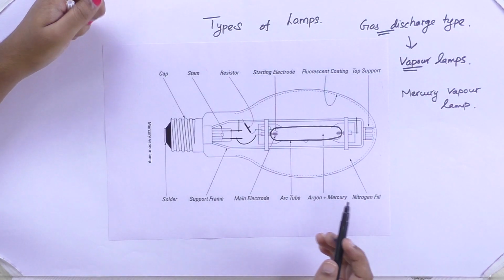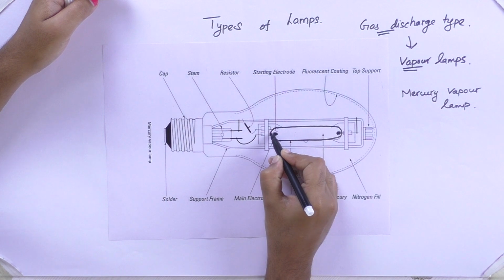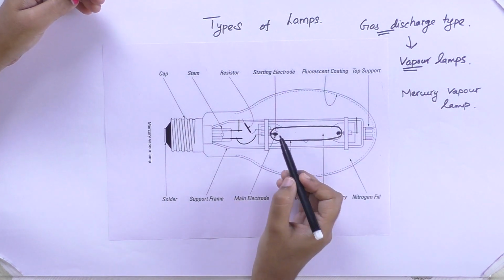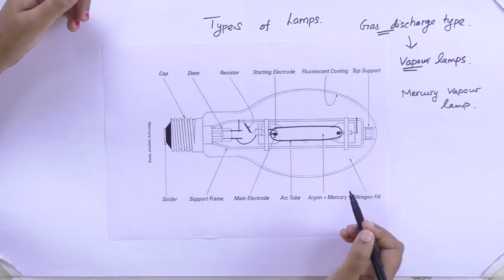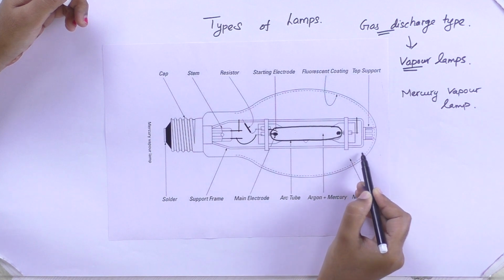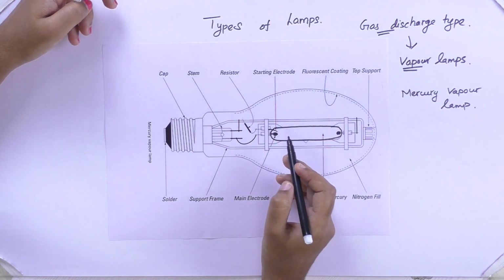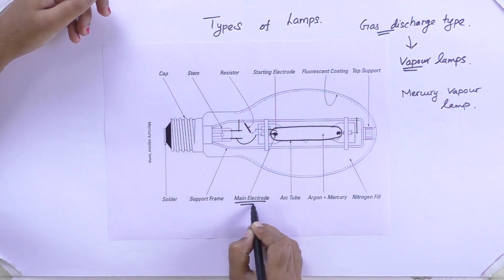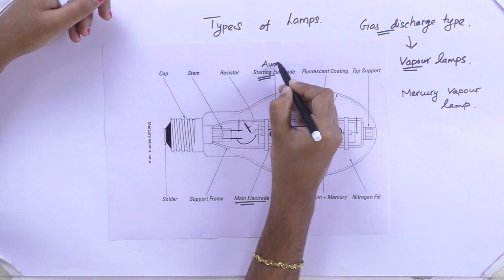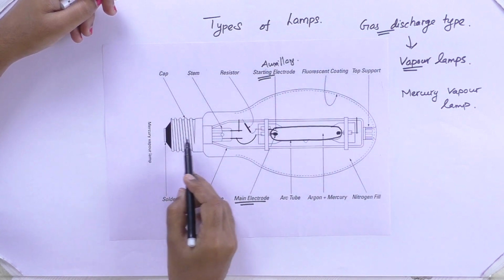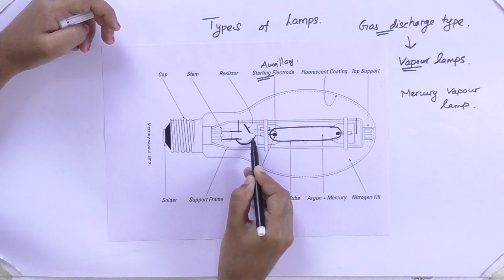These two main electrodes will be placed at the end of the tube. Also an auxiliary electrode is present. We will see the construction and working of the mercury vapor lamp together. Here the two electrodes are there, the main electrode and the auxiliary electrode. When you give an AC supply to the lamp, at first the main electrode will be conducting.